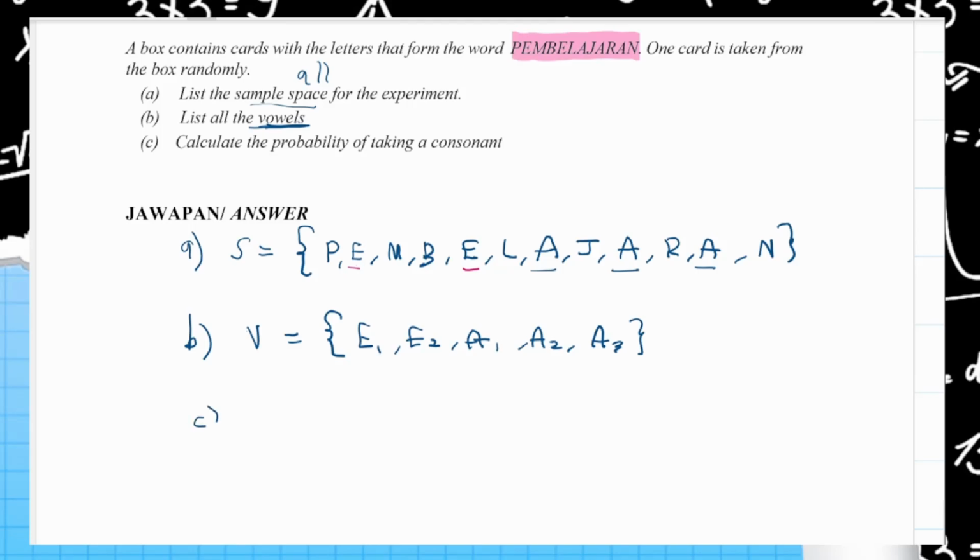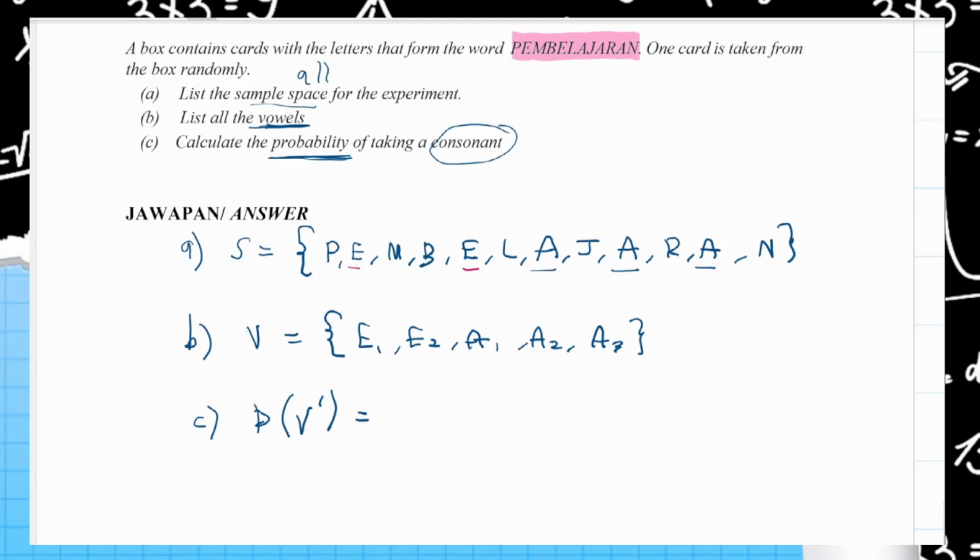For question C, calculate the probability. Actually, questions A and B don't ask for probability yet. A and B only ask for the sample space, and B is listing the vowels. This one asks for the probability of taking a consonant. So this is the probability of V prime, because V was the vowels, so the rest are consonants.